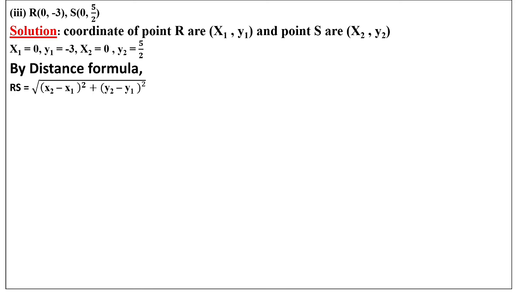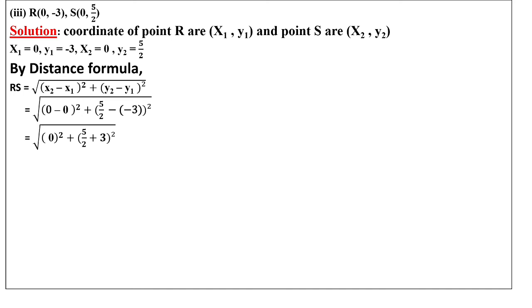Write the formula. Then substitute the values of x2, x1, y2 and y1. So here we get (0 minus 0) whole square plus (5 and 1/2, minus minus plus 3) whole square. Now in the first one we have 0 square, which is 0. But in the second one we have 5 and 1/2 plus 3.